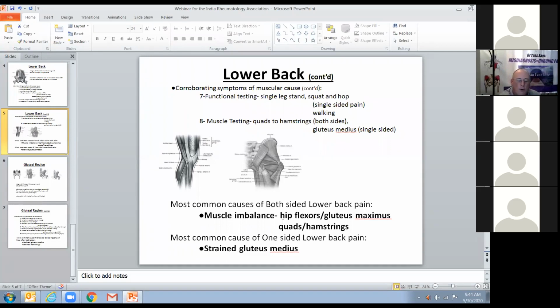So the common causes of lower back pain when it's on both sides are an imbalance between the hip flexors and the gluteus maximus, or the quads and the hamstrings. And on the single side, the primary cause is the strained gluteus medius muscle. So that's a representation of how the Yass method works to corroborate cause and confirm it's muscular in nature.